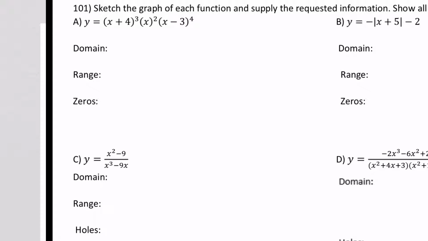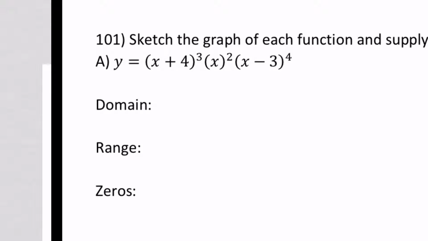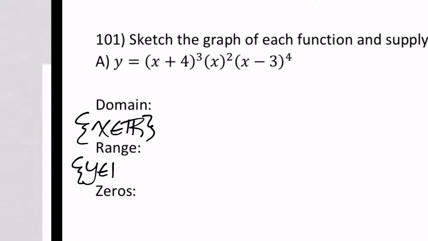So what do we do? Domain, it's a polynomial, so our domain is going to be all real numbers. So I will use set builder notation to say x is in the set of all real numbers, satisfies my domain. Range, it's a polynomial, so again, all real numbers, so y is in the set of all real numbers.